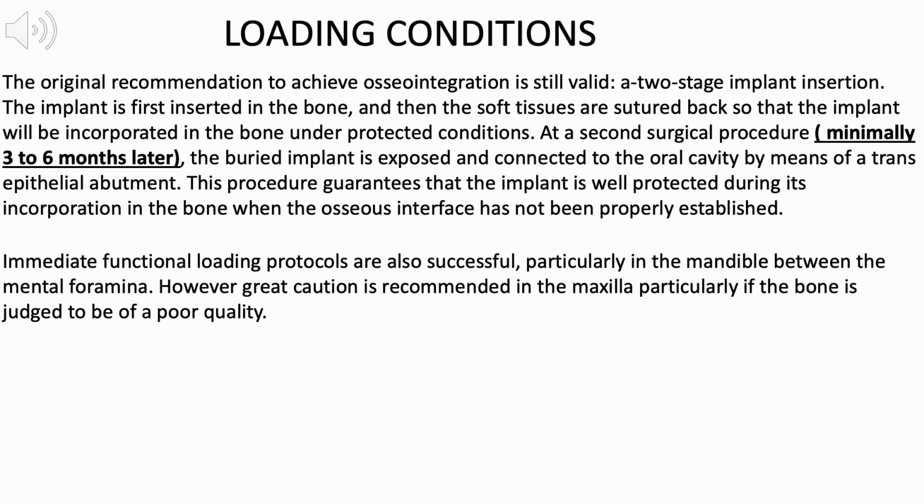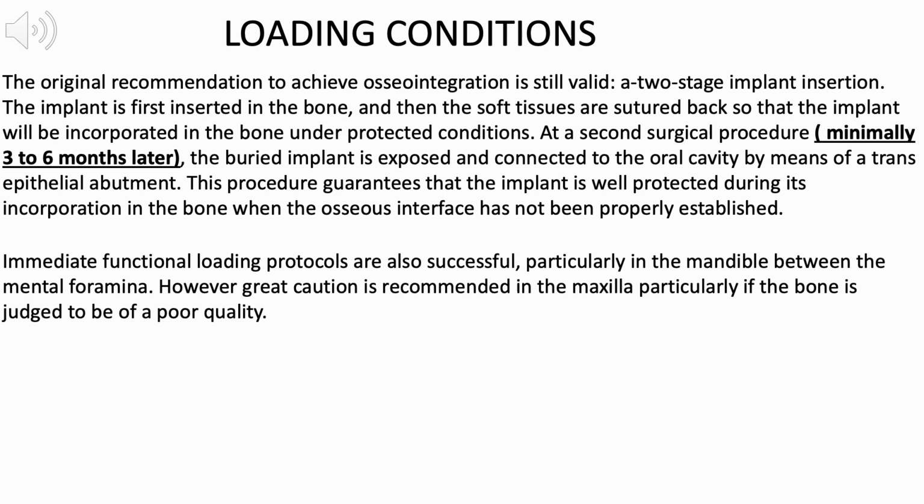Loading conditions. The original recommendation to achieve osseointegration is still valid, a two-stage implant insertion. The implant is first inserted in the bone, and then the soft tissues are sutured back so that the implant will be incorporated in the bone under protected conditions. At a second surgical procedure, minimally 3 to 6 months later, the buried implant is exposed and connected to the oral cavity by means of a transepithelial abutment.